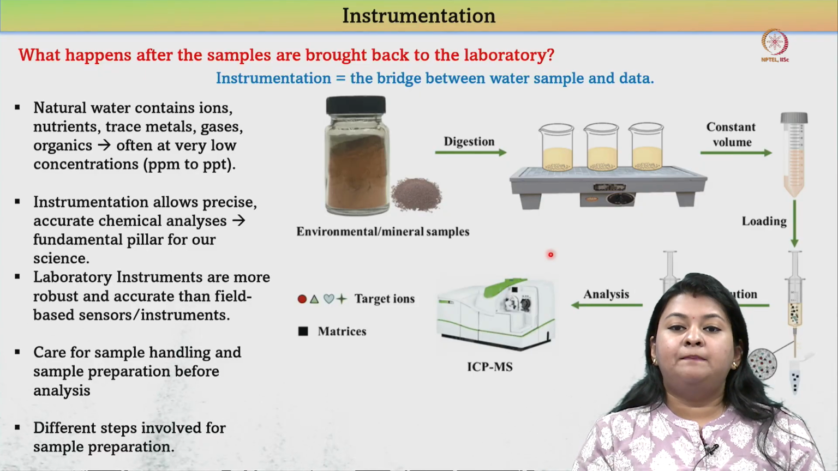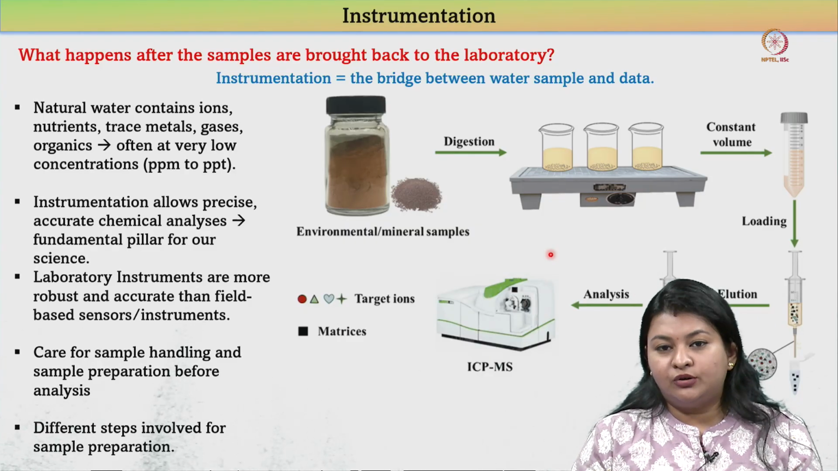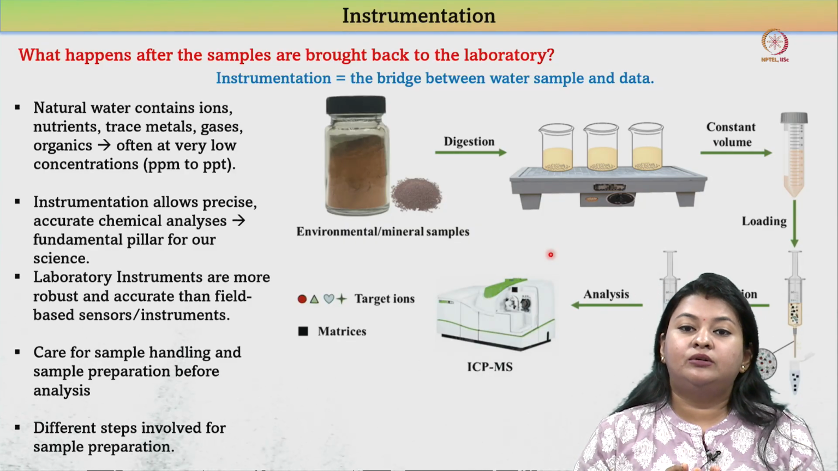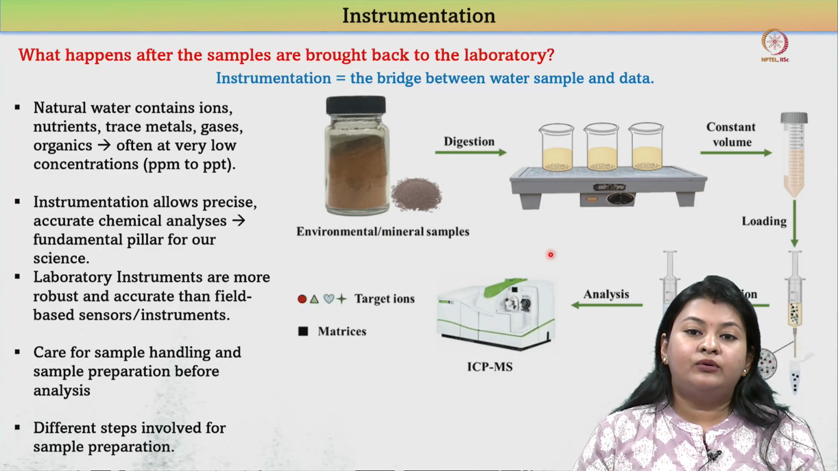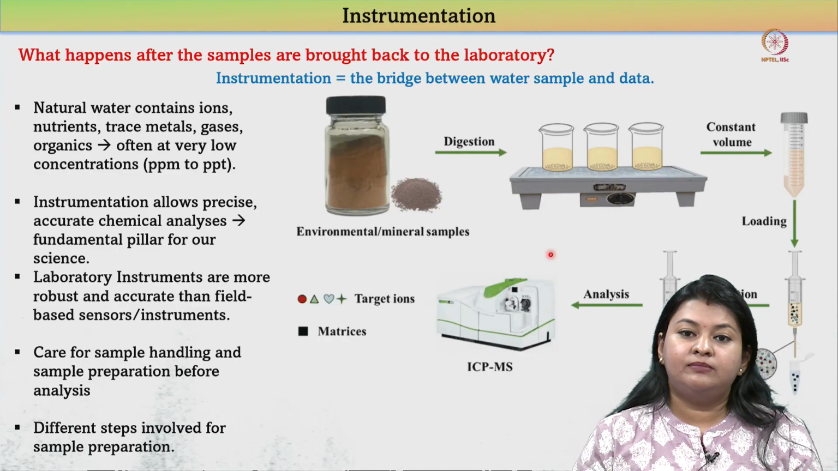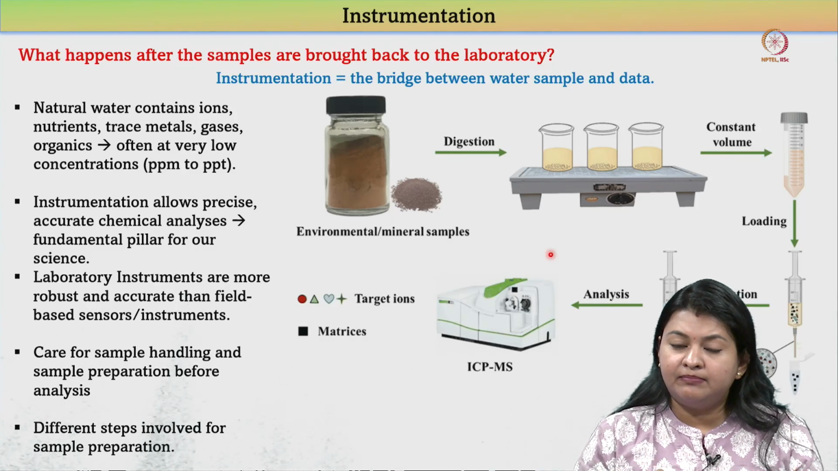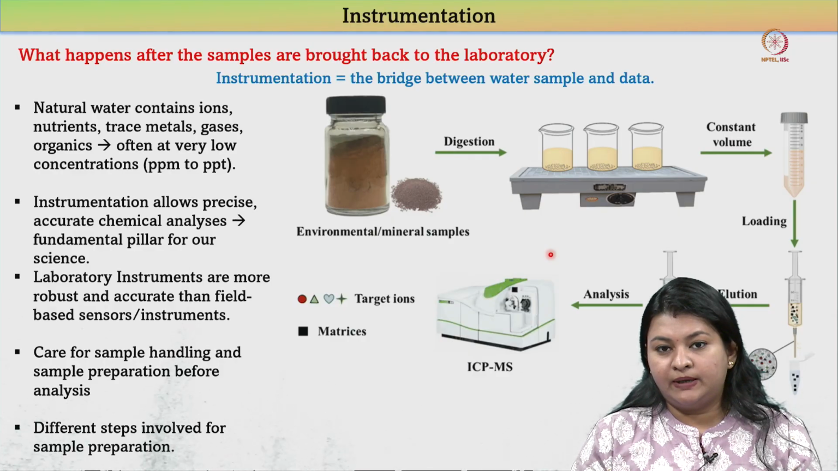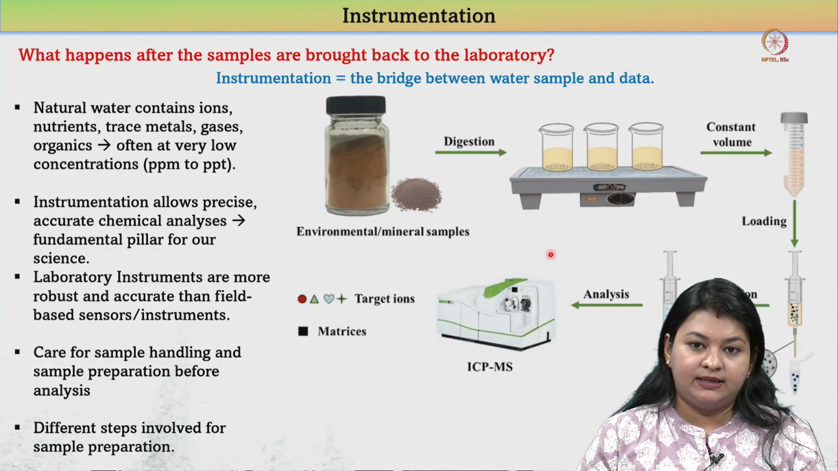But if you are going to measure anions, say for example chloride, nitrate, phosphate and fluoride concentrations, then you need not do any kind of acid addition, because acids themselves have chloride and nitrate as anions. You may just have to dilute the sample and then run it directly. So, for different analyses, different kinds of preparation techniques are there.